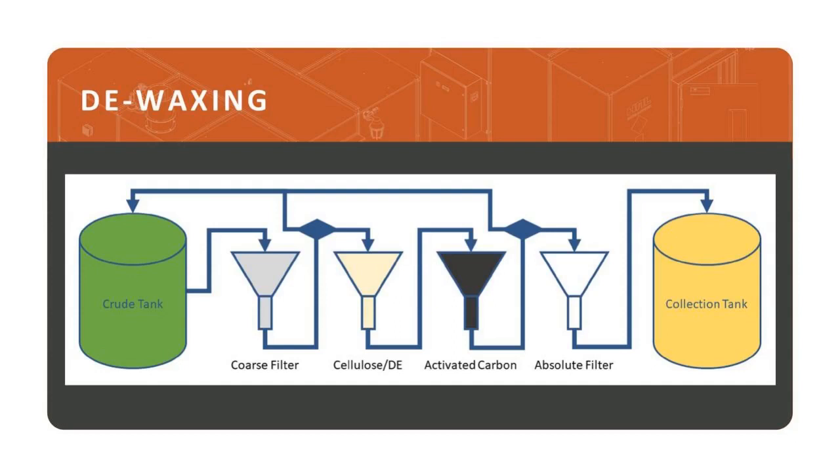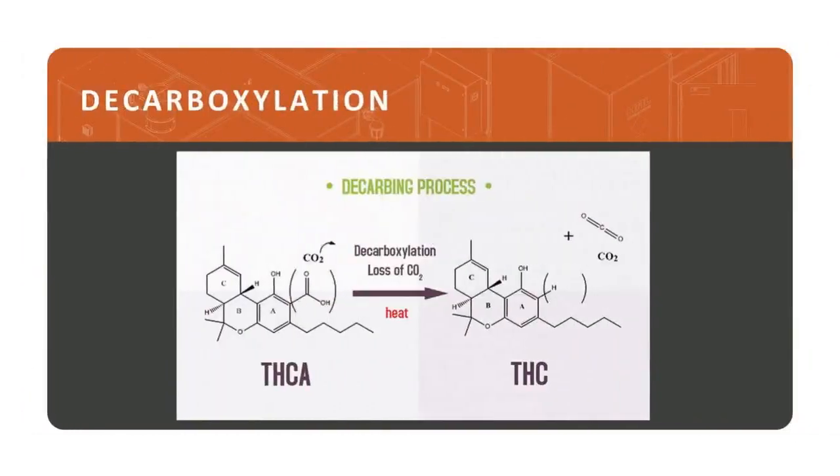So the next important post-extraction process I want to talk about is decarboxylation, or decarbing. This might be the most important post-extraction refinement process because it really allows your edibles, if you are in the edible production field, to actually be potent and get your consumers high.